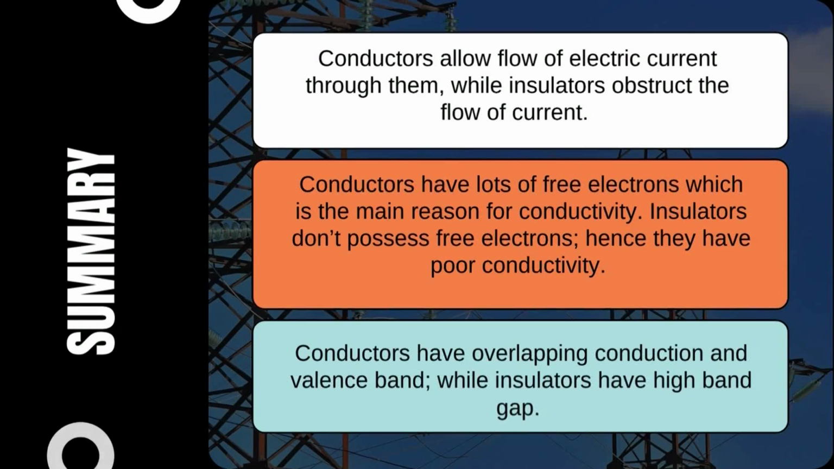Conductors allow flow of electric current through them, while insulators obstruct the flow of current. Conductors have lots of free electrons, which is the main reason for conductivity. Insulators don't possess free electrons, hence they have poor conductivity. Conductors have overlapping of conduction and valence band, while there is a high band gap in case of the insulators.